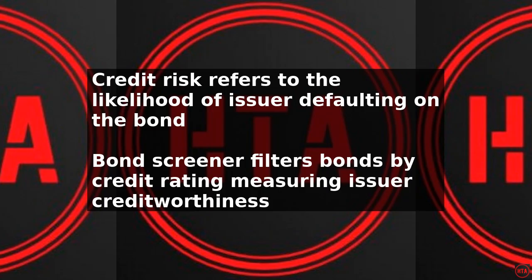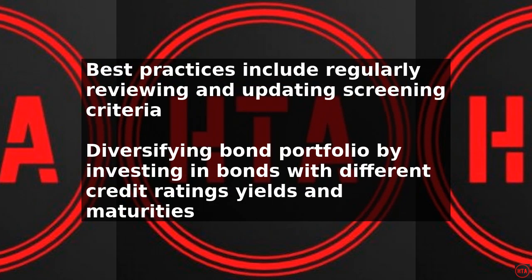Practical examples of using the Fidelity Bond Screener include screening for tax-free municipal bonds, high-yield corporate bonds, or international bonds. You can also use the screener to compare the yields and credit ratings of different bonds, helping you make a more informed investment decision. Best practices when using the Fidelity Bond Screener include regularly reviewing and updating your criteria to ensure it remains aligned with your investment objectives.